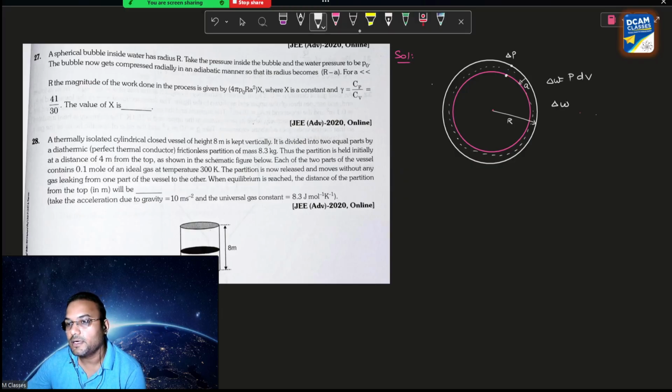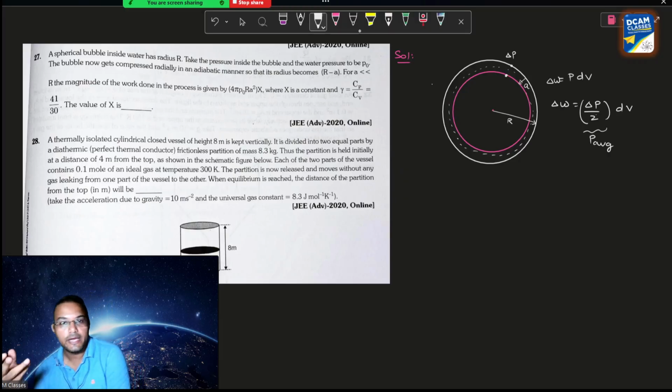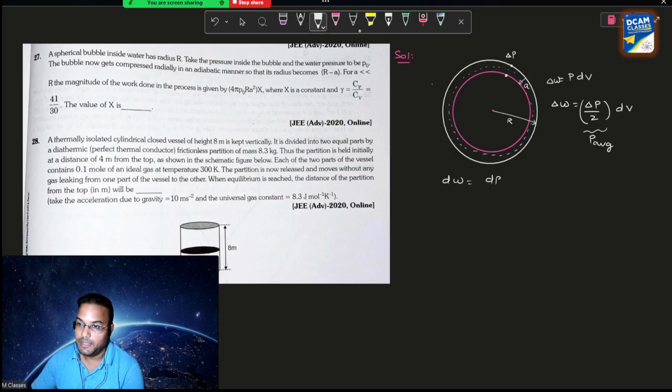So we can take the average value. So the dW becomes delta P by 2 into dV. This is P average during this compression. Otherwise, we should have the PV power gamma relation. Otherwise, we cannot do this question. So dW is equal to dP dV by 2.